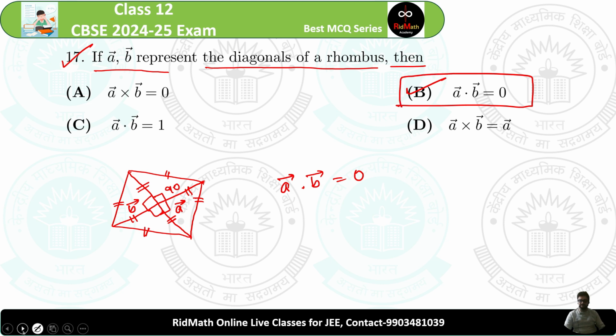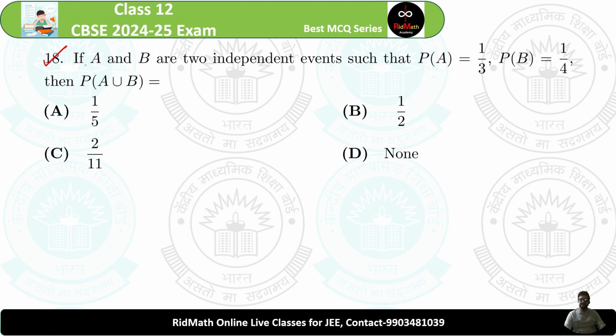Okay, next problem. Problem number 18. If a and b are two independent events such that p of a equals 1 by 3, p of b equals 1 by 4, then what is p of a union b? This is easy. What is p of a union b?